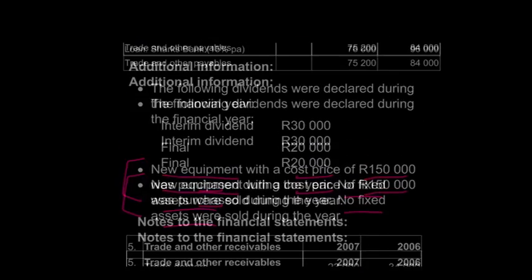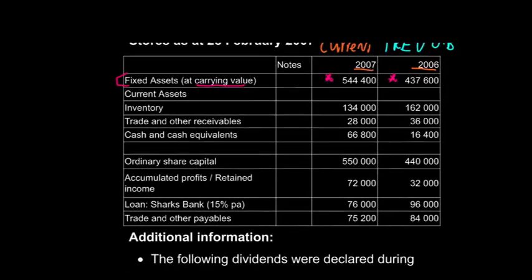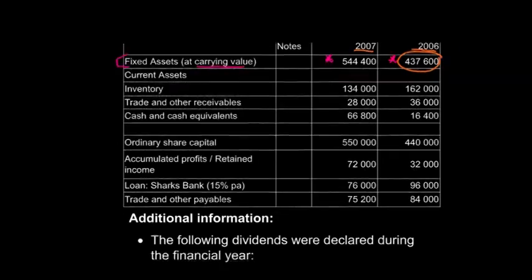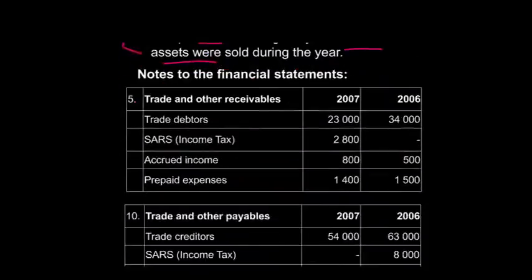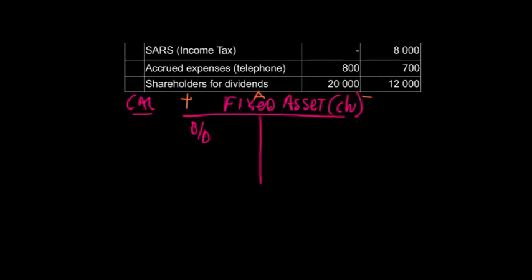Right, so if I go to my balance sheet, at the beginning of the year, 2006, remember, represents beginning of the year, I had an opening balance of 437,600. So let's take that through. 437,600.